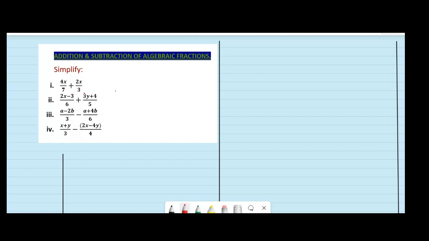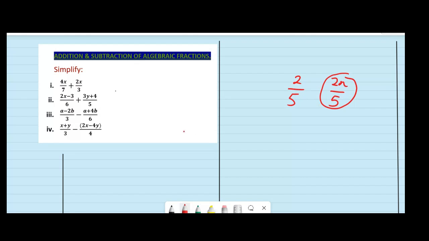The opposite of these types of fractions are numerical fractions, and numerical fractions contain only numbers. For example, 2 over 5 is a numerical fraction. But when you write 2x over 5, it ceases to be a numerical fraction, and now we call this an algebraic fraction. So let's know the difference between numerical fractions and algebraic fractions.